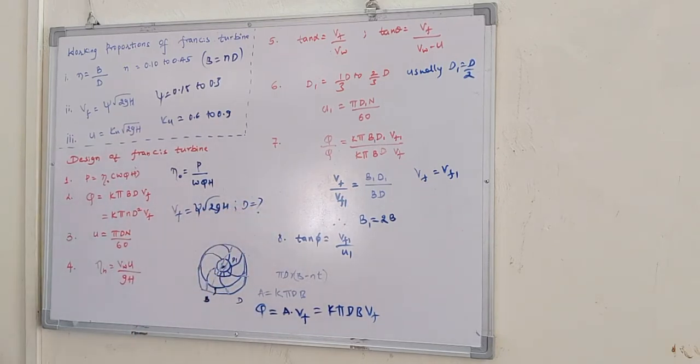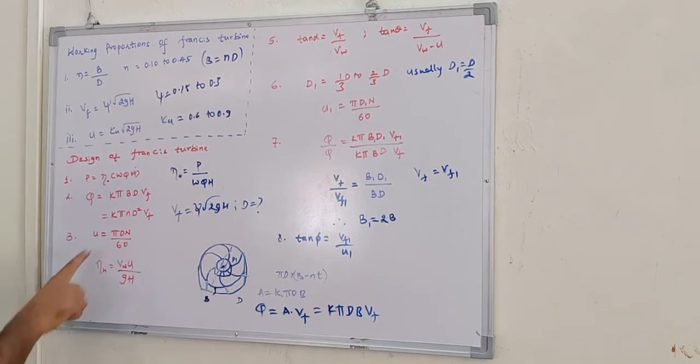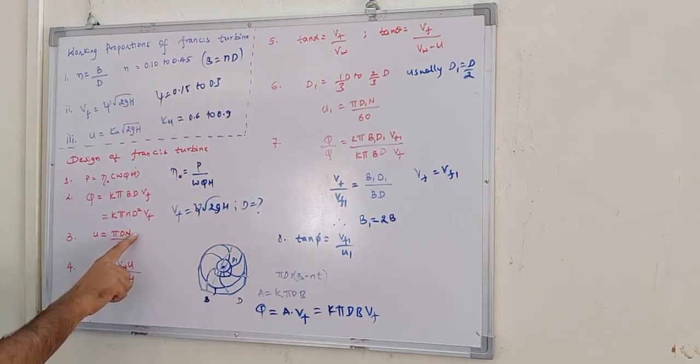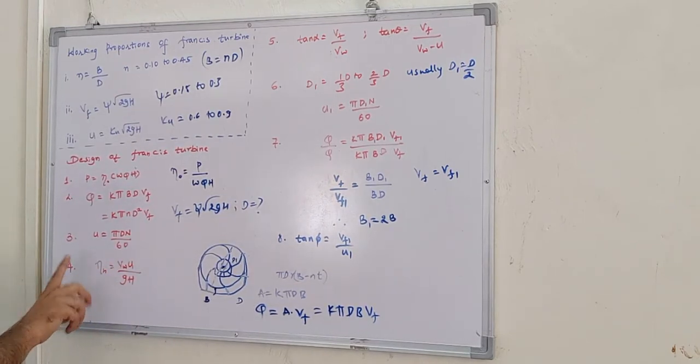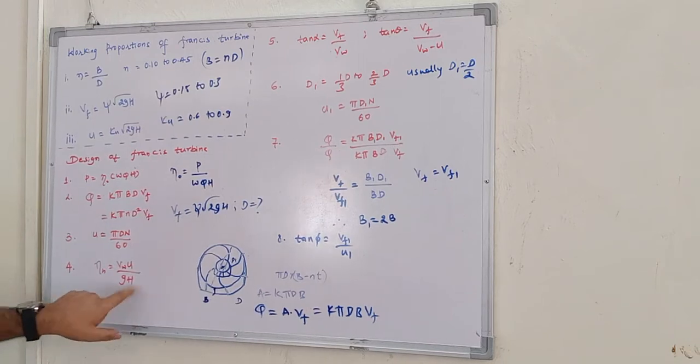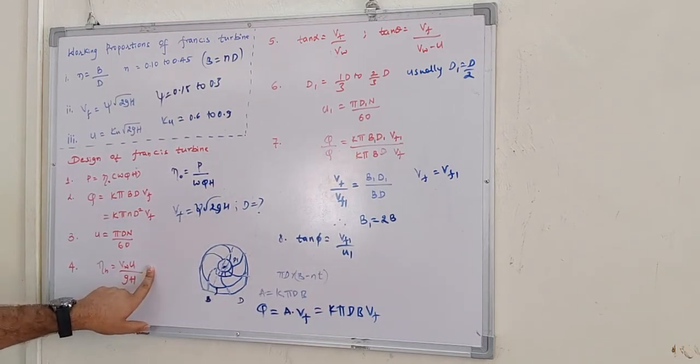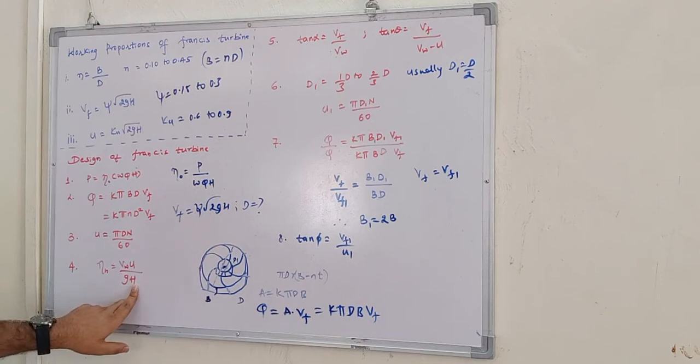Once we have calculated d, we go to the third step, in which we calculate the velocity of the runner at the inlet. How do we calculate this? It is pi dn divided by 60, n being the RPM. Now in the overall efficiency, hydraulic efficiency, we already know the equation, Vw into U divided by Gh. I explained this earlier when deriving the equation for the Kaplan turbine. Hydraulic efficiency is equal to the power generated at the runner divided by the power given by water. This is the conclusion we had.